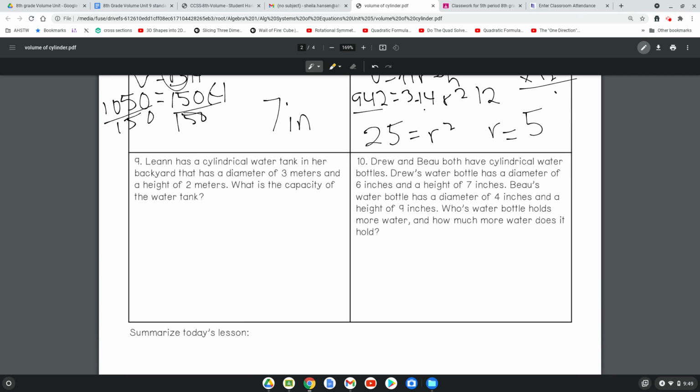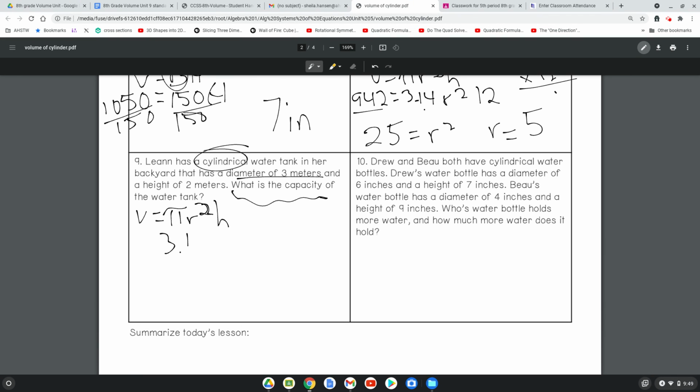Number 9, Leanne has a cylindrical water tank. So that just makes you think of a cylinder shape in her backyard that has a diameter of 3 meters and a height of 2. What is the capacity? So when you see the words capacity, that means volume. And we saw the word cylindrical, so we know it's the volume of a cylinder. So we know that is volume equals the area of the base. Pi r squared is the base because it's a circle. And then height.